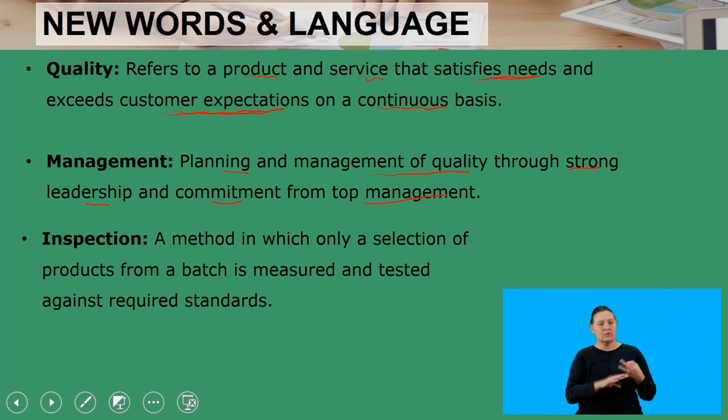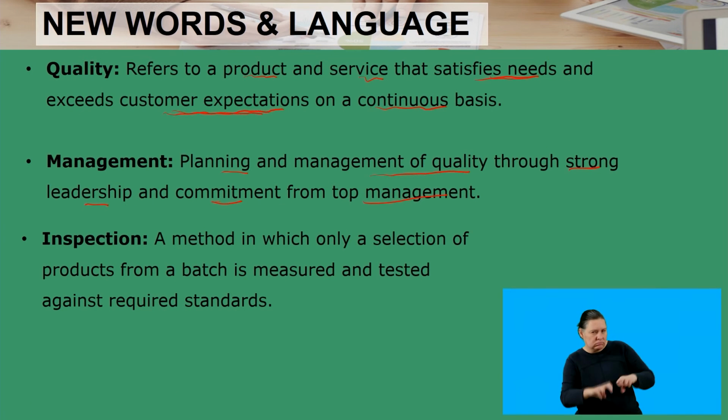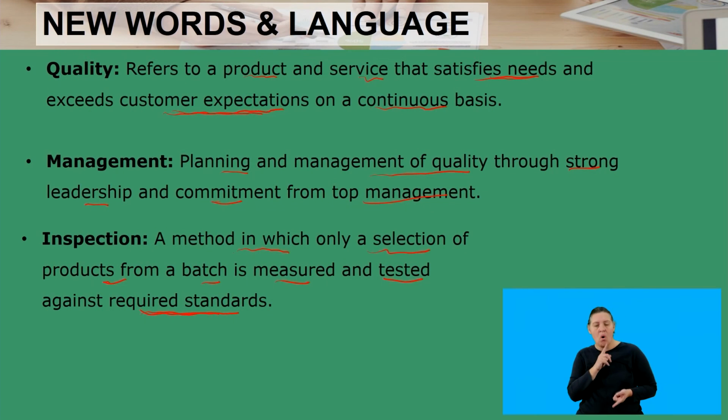Then we have the term inspection, which is very key for our lesson as well. What do we mean by the term inspection? This is a method in which only a selection of a product from a batch is measured and tested against the required standards. So this is basically the process of checking if the product that was produced has met the required standards or if the product is quality or not. Hence, we talk about the required standards, to say in each and every product there are required standards. So the business would be checking if those standards have been met. So that's what we mean by the term inspection.